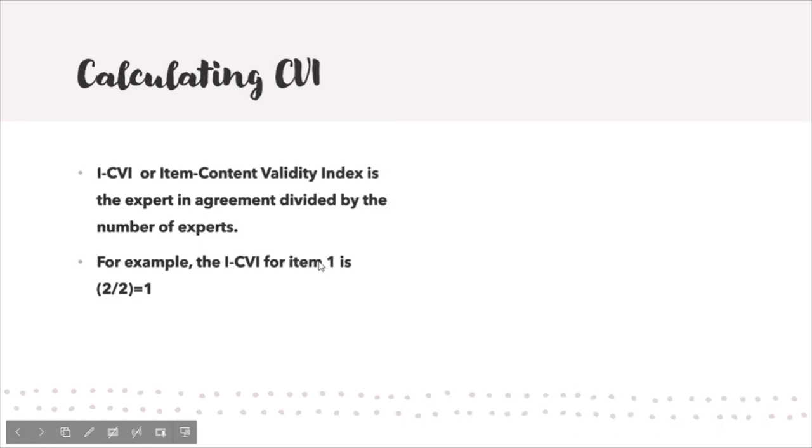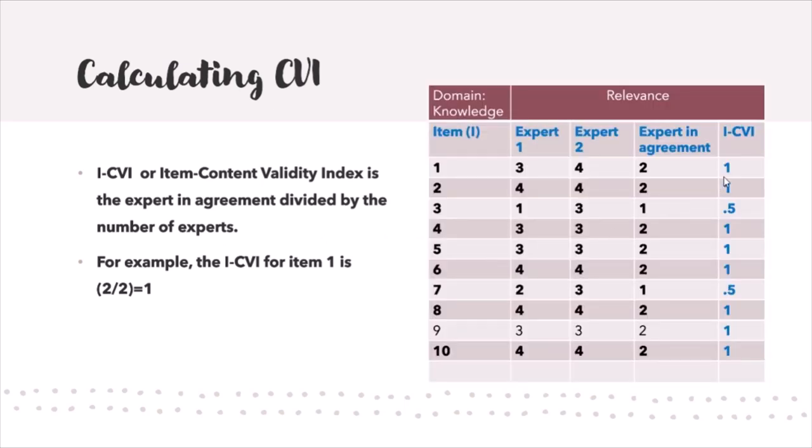Next, we will calculate the item content validity index. And it is the expert in agreement divided by the number of experts. For example, the item content validity index for item number 1 is 2. So how many experts do we have? 2. So 2 divided by 2, that is equal to 1. So all scores here under expert in agreement, with 2, automatically give 1, because 2 divided by 2 is equal to 1.